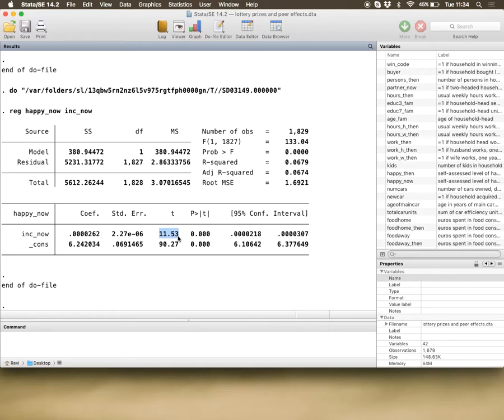Does that depend on how many observations you make? The answer is no. You could have millions of observations and a t-test that's very close to 0. You could have very few observations and a t-test that's very high. The value of the t-test here will depend on the strength of the correlation or covariance between the y variable, happy now, and the x variable, income now. Okay, that's what it would depend on.